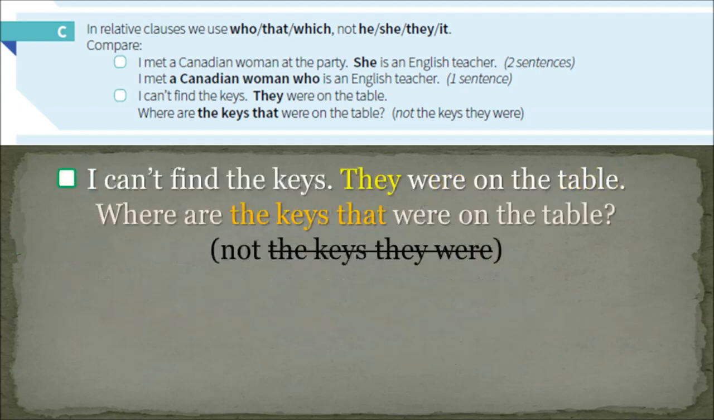I can't find the keys. They were on the table. Where are the keys that were on the table?